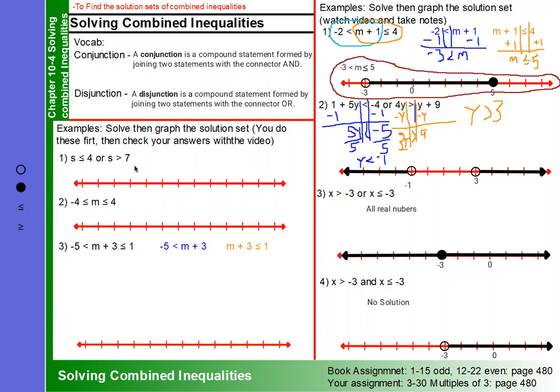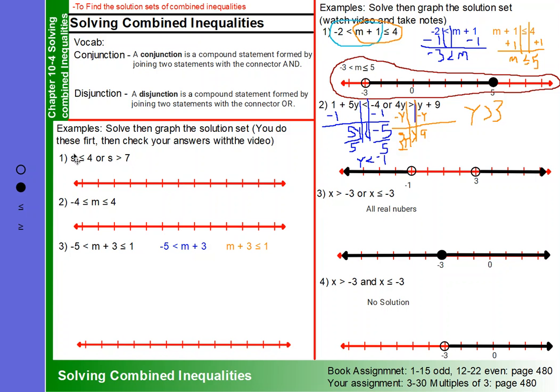All right, so you've had a chance to try these examples on your own. Great. Let's see how you did. We already have this disjunction in example 1 written in its simplest form, so we don't need to rewrite it at all. We have s is less than or equal to 4, and s is greater than 7.